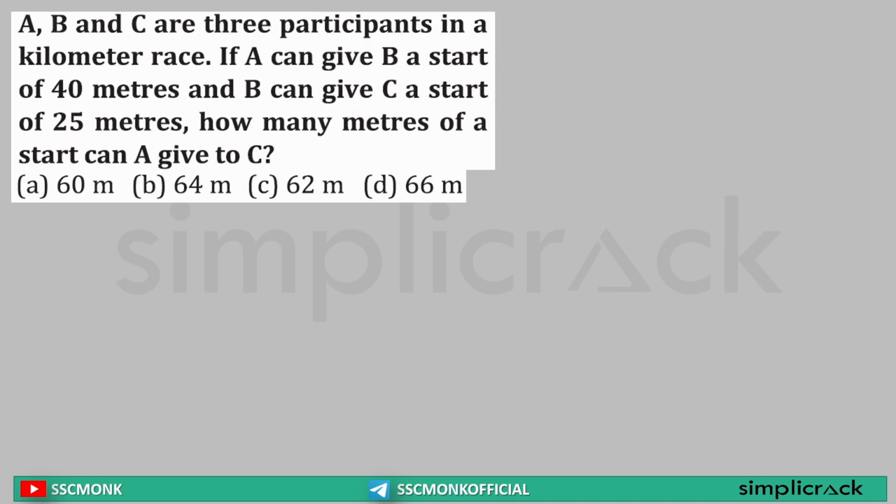Next. A, B, C are 3 participants in a kilometer race. If A can give B a start of 40 meters and B can give C a start of 25 meters. Sir, what is happening? The total distance of the race is 1 kilometer, which is equal to 1000 meter. Now, between A and B, A giving a head start of 40 meter, that means if A is running 1000 meter, B will be running 40 meter less than that, that is equal to 960 meter. Yes or no?